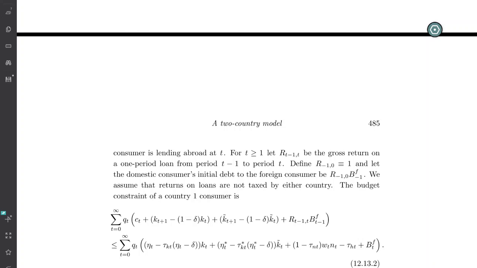Spencer Lyon and Pablo Winant made a really nice Python notebook with the shooting algorithm which does some of these things, and I'd be happy to make that available to you. Okay, thank you.